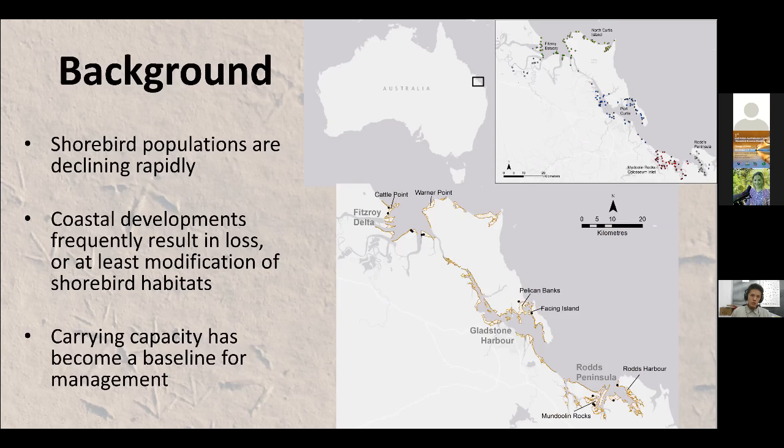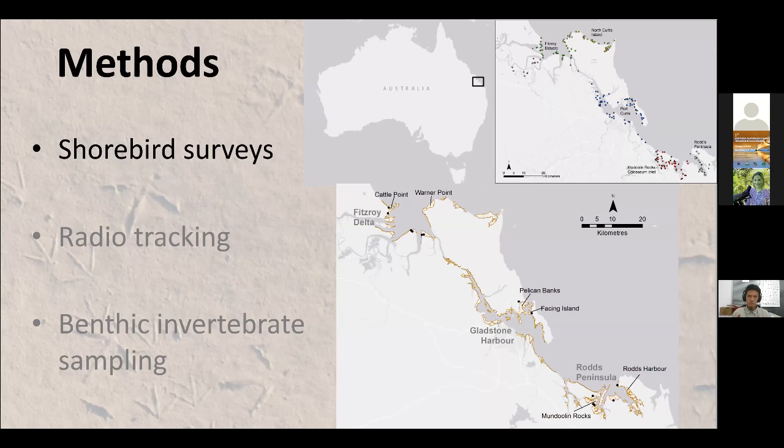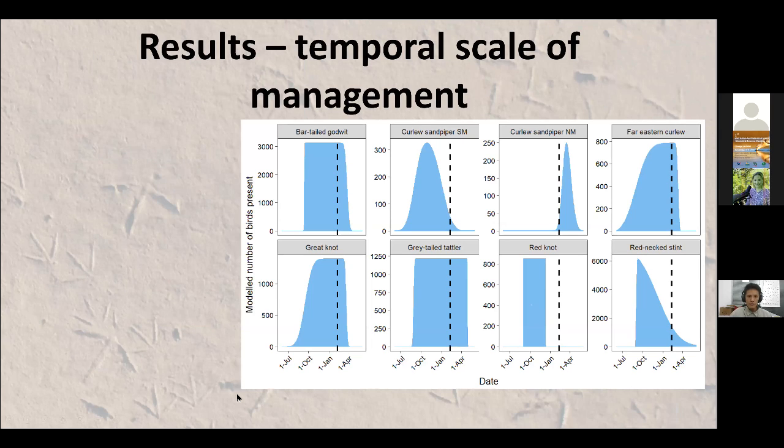So our project goals were to determine the appropriate scale of managing an area and also to estimate the shorebird carrying capacity in the entire region. What we did was something really basic for shorebird research work. It includes shorebird surveys, so counting birds. We conducted regular counts for 2 non-breeding seasons in our study region, monthly counts pretty much during the non-breeding season. And this is what we found.